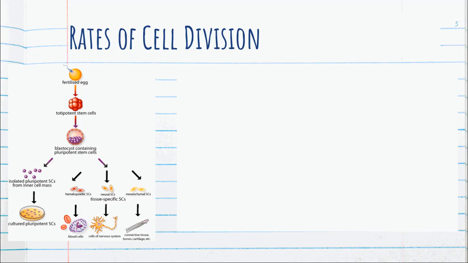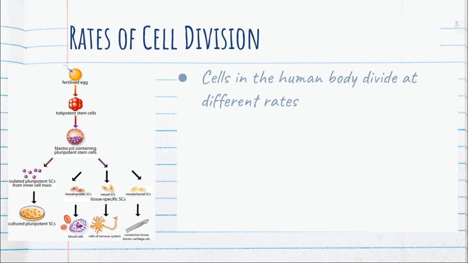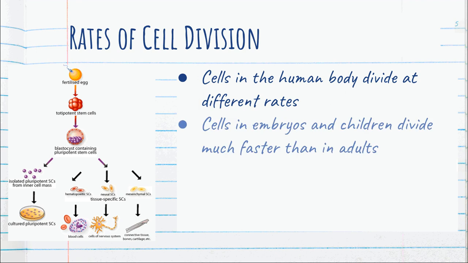Okay, so we want to take a minute to talk about rates of cell division. So by rates, we're kind of talking about how fast the process of cell division will occur. So how fast and how often. And this is linked to the body's need for that type of cell. So we're going to see that cells in our body divide at different rates.